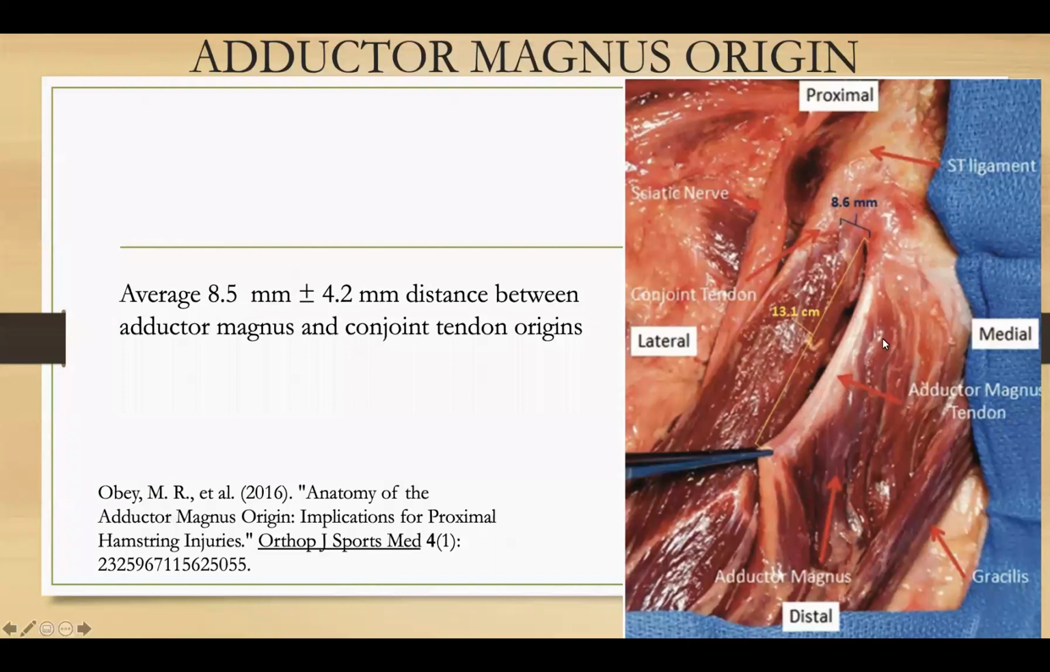This specimen here depicts a space or relative gap between the conjoint tendon and the ischiocondylar head of the adductor magnus. So at the time of imaging, you'll note a relative bare area on the back of the ischial tuberosity, separating the ischiocondylar head of the adductor magnus from the conjoint tendon.